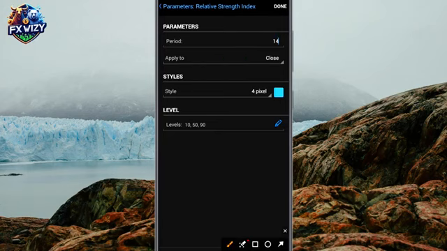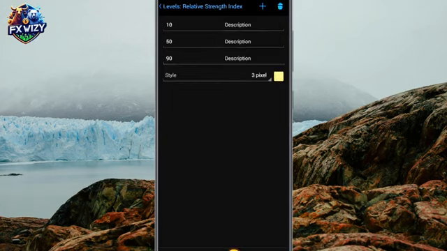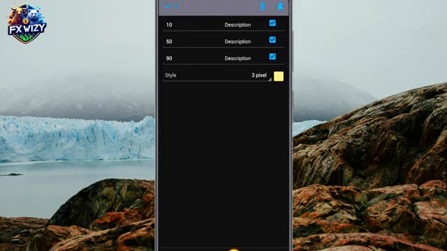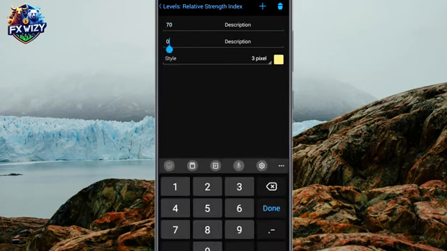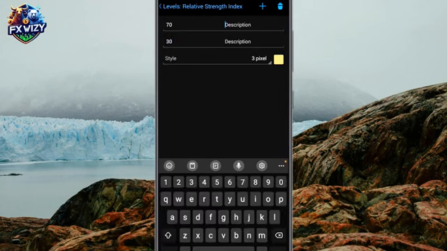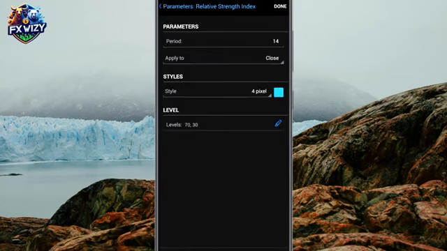So here at the levels, make sure that you edit these levels, guys. We're only going to put 2 levels, so you can delete all these levels so that you can start to put them. As you can see, I just deleted them, and I'm going to add only 2 levels, which is going to be the 70 level and the other one is going to be the 30 level, right? And then at the description, 70 is going to be overbought, and 30 is going to be oversold. You understand? So once you're done, just go back and simply click done right there.